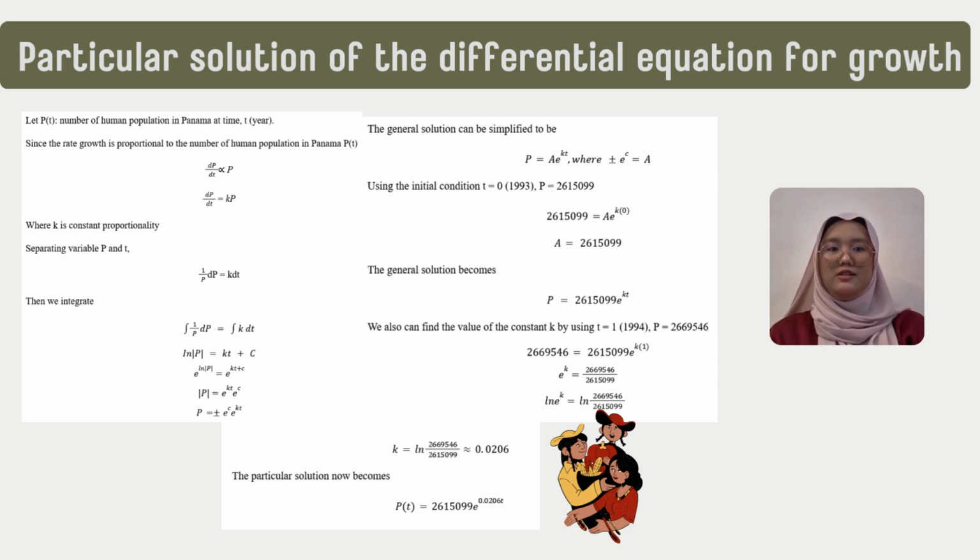Using the data from 1993, where t = 0 and P = 2.6 million, we solve for A, which also equals 2.6 million. Then using data from 1994, we plug into the model to solve for k, which comes out to approximately 0.0206. So the particular solution becomes P(t) = 2.6e^(0.0206t). This model can now predict Panama's population for any year t after 1993 using exponential growth.